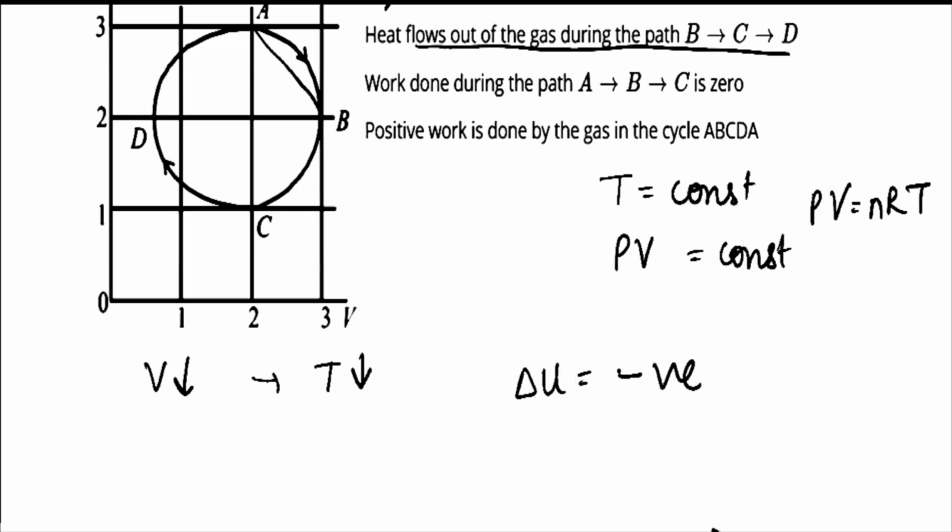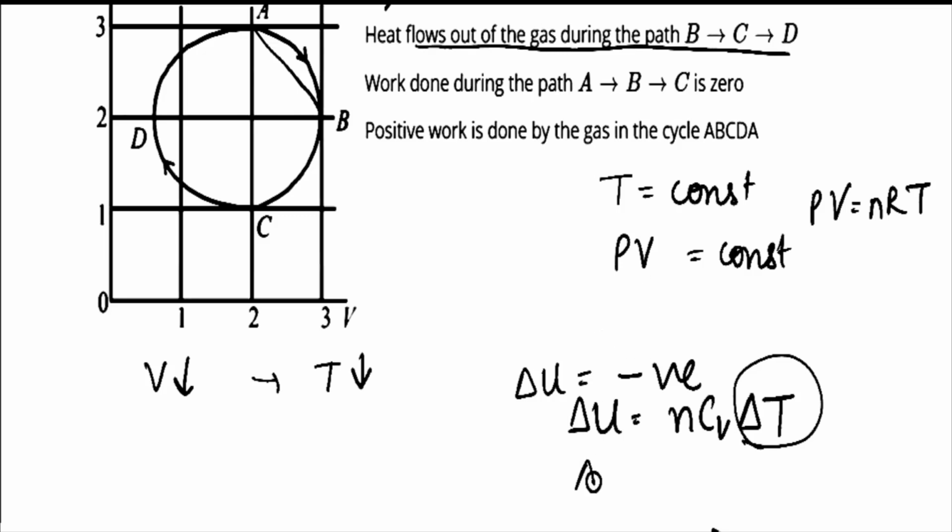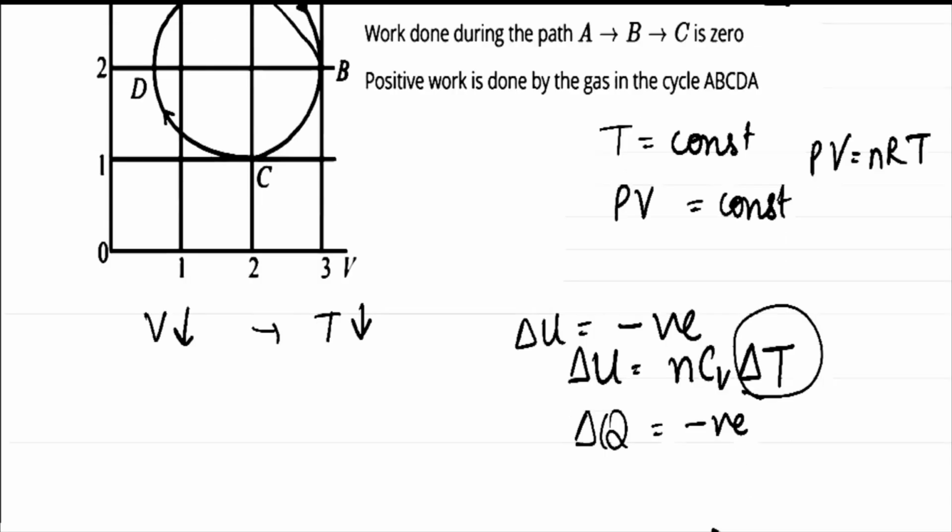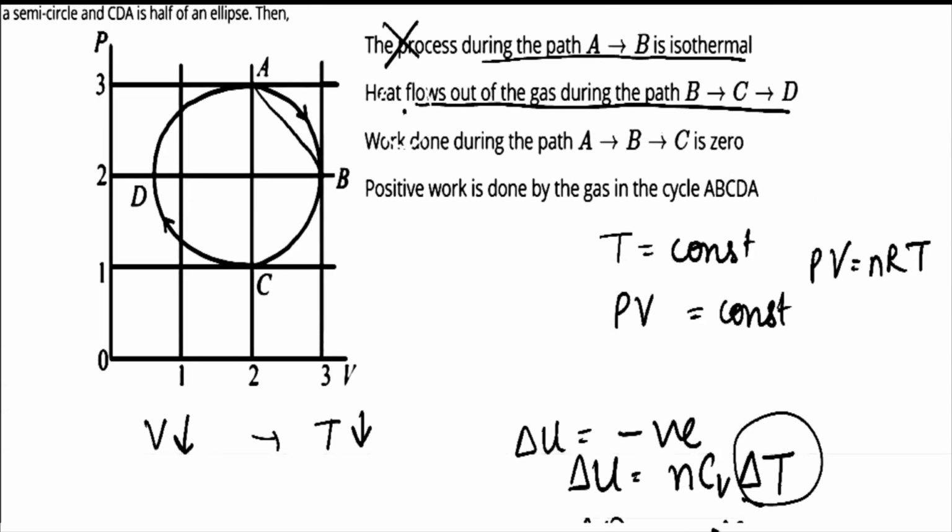Why? Because delta U has a formula, that is nCv delta T, right? Since it depends on the temperature change, and the temperature is decreasing, delta T would be negative. So delta U would also be negative, right? So this is heat flowing out of the gas. In physics, if this is negative, delta Q would also be negative, right? So if delta Q is negative, that means the heat flows out of the gas. So this is correct.